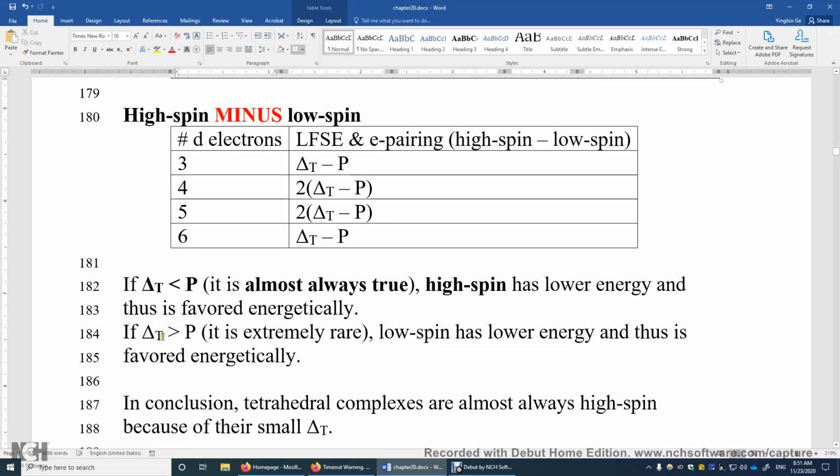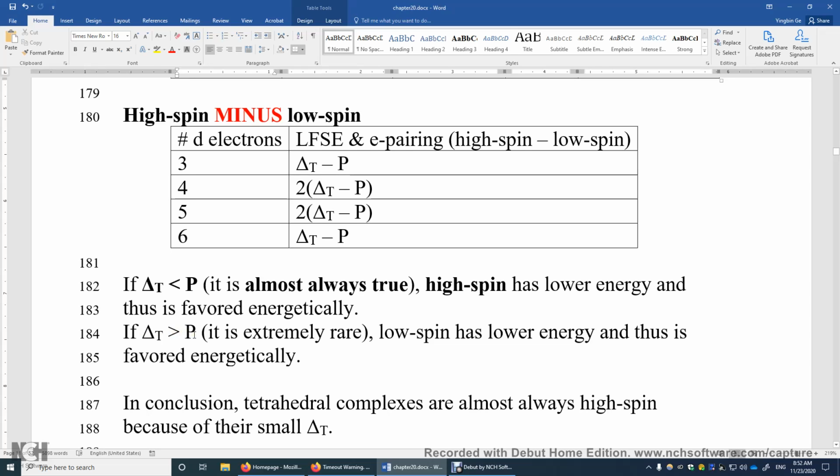Is it possible for delta T to be greater than the electron pairing energy? Well, it's possible, but it's extremely rare. So you'll have to have a really large delta T. For example, you need strong field ligands. And also, I think you need a 4d or 5d transition metal center so that the interaction between the metal and the ligand is more significant. And also, if you have a large oxidation number on the transition metal, then it's possible for this delta T to be greater than P.